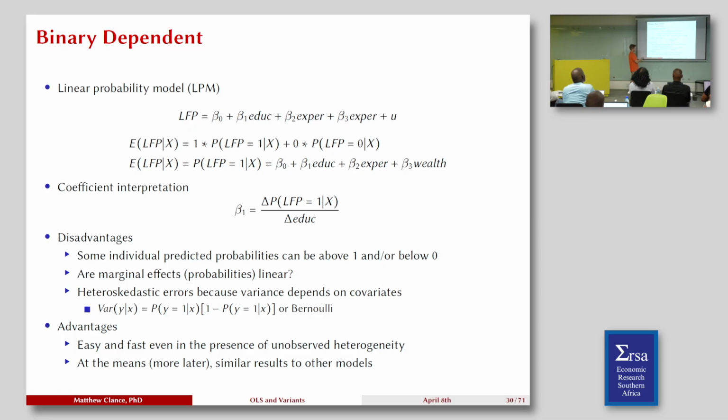And then we have a problem with heteroscedastic errors, which we're going to talk about a little bit later. But because we know exactly what the form looks like, we can make adjustments for that. Okay? The advantages, the reason why I want to point this out, is because it's easy and fast.